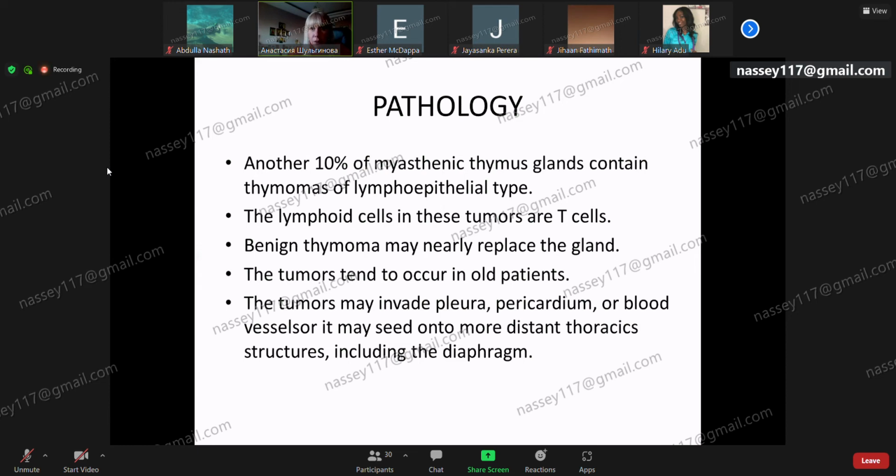Another 10% of myasthenic thymus glands contain tumors of lymphoepithelial type. The lymphoid cells in this tumor are T cells. You see the difference there. The tumors tend to occur in all patients, like we said before. The tumor spreads in the pleura, pericardium, blood vessels, and may spread to more distant thoracic structures, including the diaphragm.